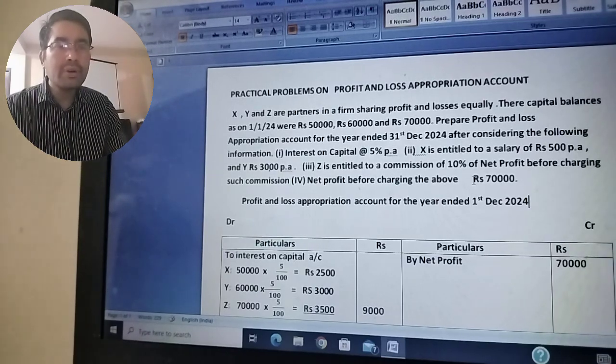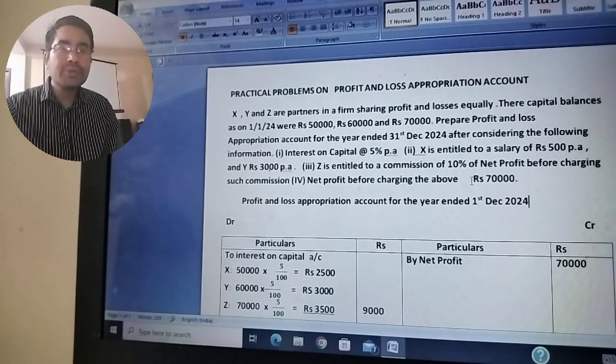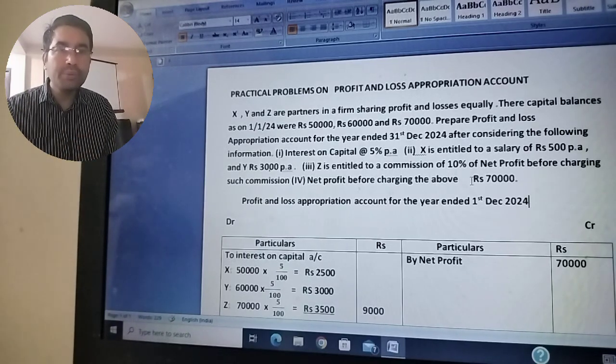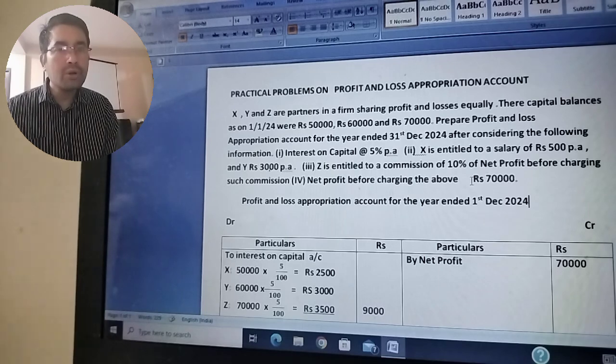So I have drawn the format. Let us recall the format. While preparing profit and loss appropriation account, you should keep in mind that it is a nominal account. So it has two sides, debit side and credit side. On the credit side, we have to record the income, and on the debit side, we have to record the expense.